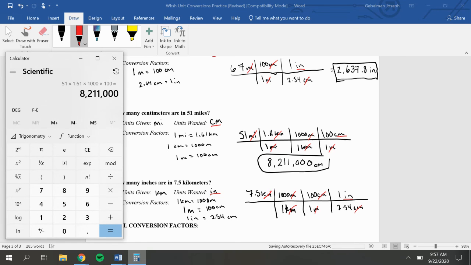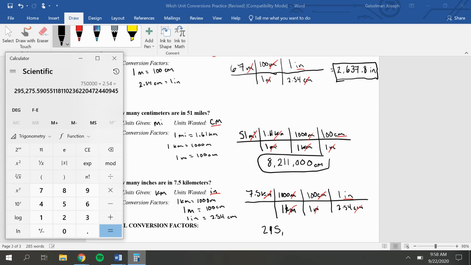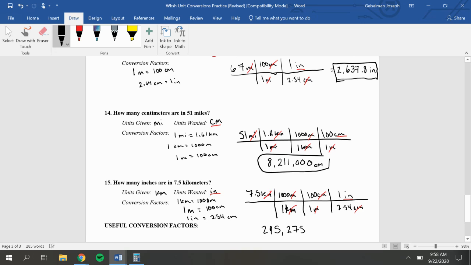All right, punch this into our calculator. 7.5 times 1,000 times 100. And we'll take that and divide it by 2.54 times 1 times 1, which is 2.54. So this number right here divided by 2.54. And that gives us an answer of 295,275.6 inches.